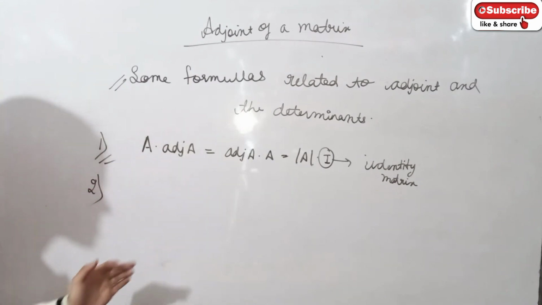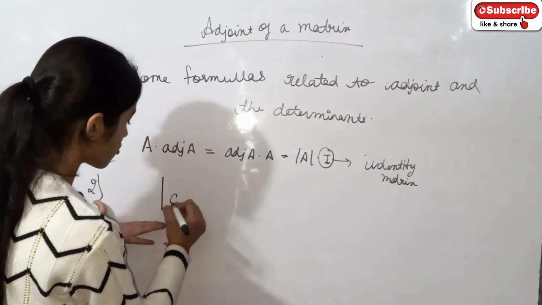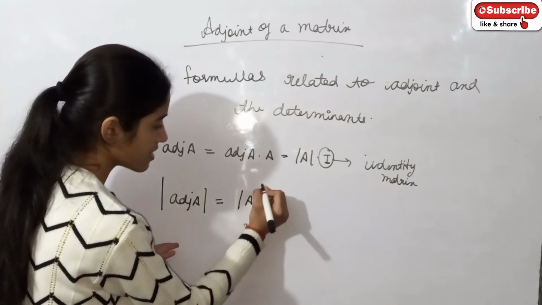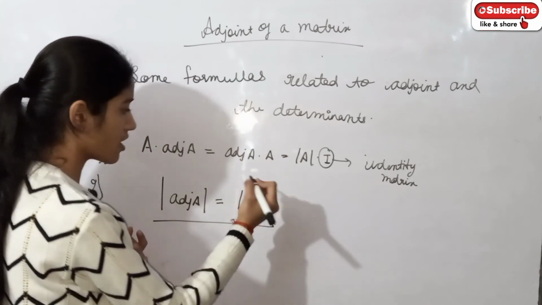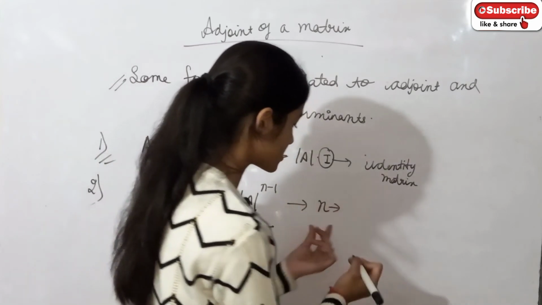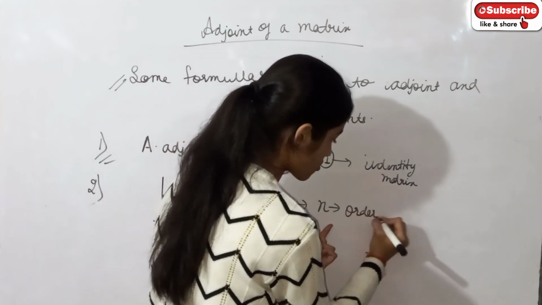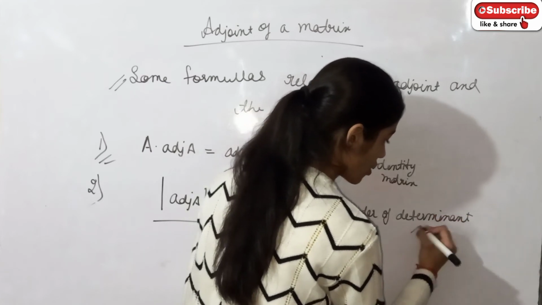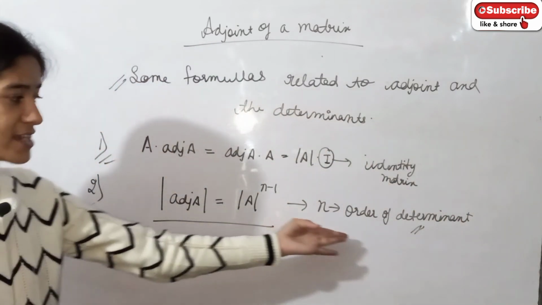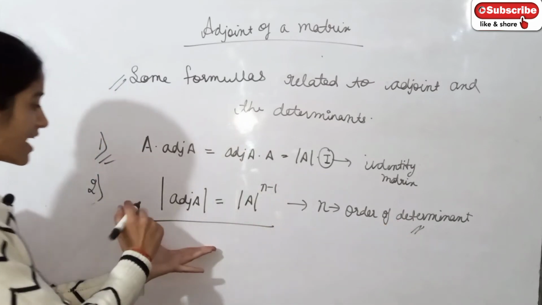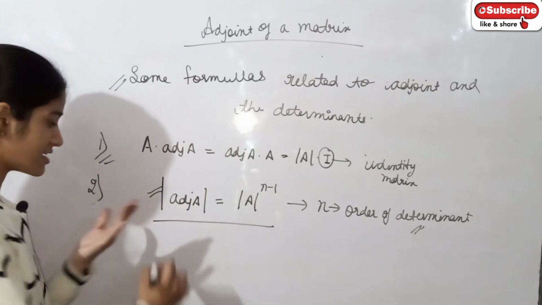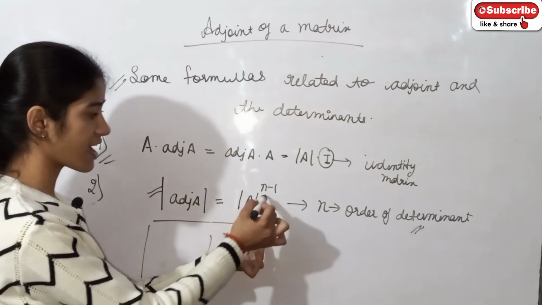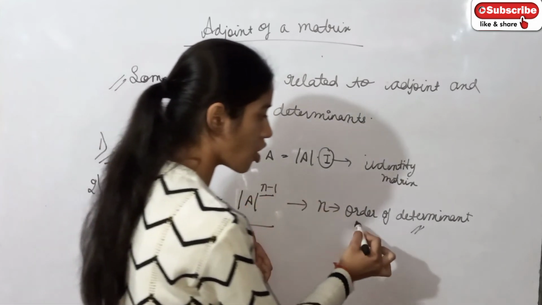The second one is that determinant of adjoint of A is equal to determinant of A raised to n minus 1. Now you are thinking, what is n? n is nothing but the order of the determinant. So the determinant of adjoint of A, that if adjoint is given, what is its determinant? It is nothing but mod of A to the power n minus 1, where n is the order of the determinant.